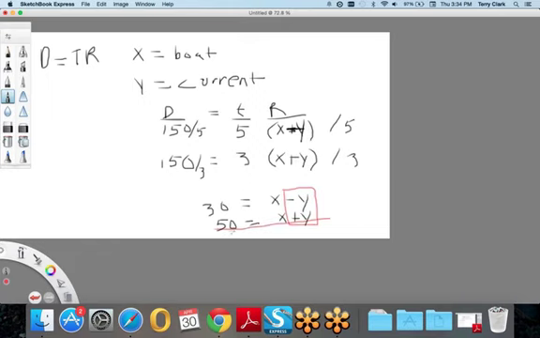The 30 plus 50 will give me 80. And then the x plus x will give me 2x. And of course, the negative y and the positive y cancel out. So I'm going to take that and bring that over here to 2x equals 80. I'll divide both sides by 2.